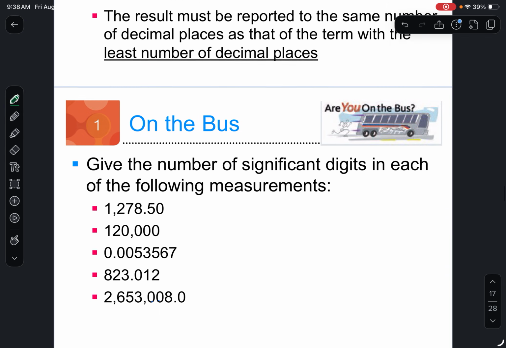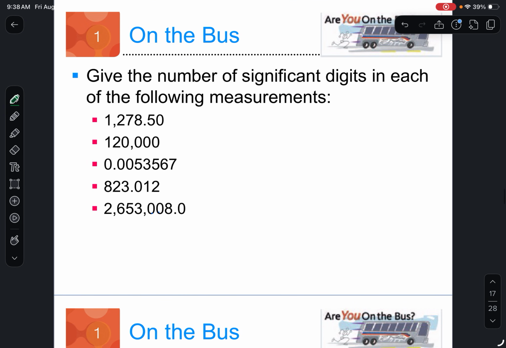Okay, let's do some practice. So here I've given you a series of numbers, and I'm asking you to give me the number of significant digits in the following. So in the first one, I have 1,278.50. Notice I have a decimal point. So therefore, my number of significant figures would be 6.